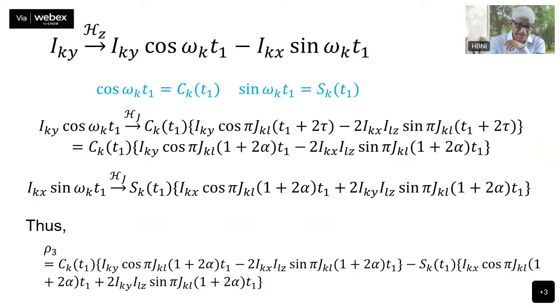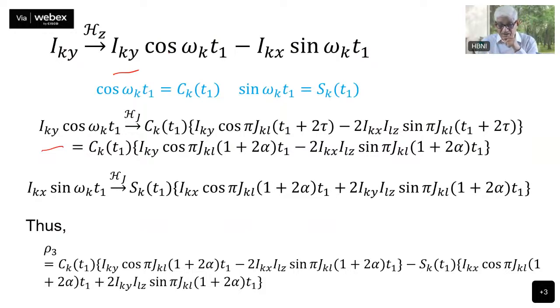Okay, so therefore the Hj is operational for the period T1 plus 2 tau. Consider the first term here. IkY cosine omega k T1 under the coupling Hamiltonian goes as Ck T1 times IkY cosine pi Jkl (T1 plus 2 tau), minus 2 IkX IlZ sine pi Jkl (T1 plus 2 tau). Notice we have put here not T1 but T1 plus 2 tau. That is written in abbreviated form as Ck T1 inside the bracket, IkY cosine pi Jkl (1 plus 2 alpha) T1.